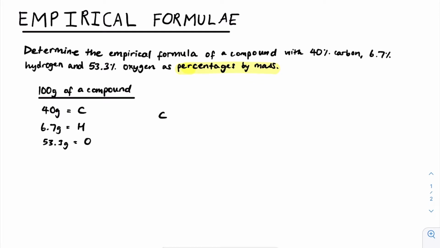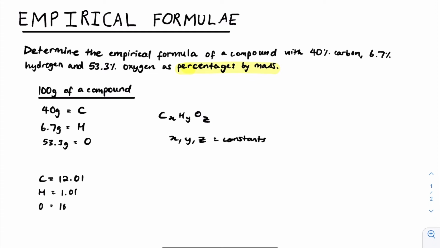That means we can express this compound as CXHYOZ. This is empirical formula representation. X, Y, and Z are constants that we have to figure out. And this compound ultimately only contains carbon, hydrogen, and oxygen. Great. Now what we have to do is write down the molar masses of each of these elements. So carbon is equal to 12.01, hydrogen is equal to 1.01, and oxygen is equal to 16. Now, using these molar masses, we can express carbon, hydrogen, and oxygen in a ratio.